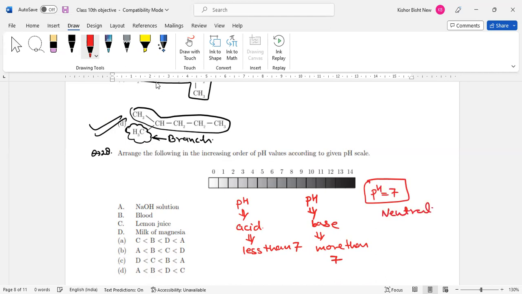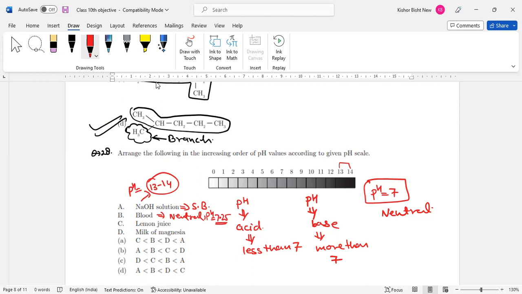Clear? Now come to this one. NaOH is a strong base, which means pH is very high. It means the pH is between 13 to 14. And the blood is neutral, or you can say slightly basic. The pH of the blood, if you remember, is 7.25. I'm writing. And the pH of NaOH is 13 to 14. Please remember the pH values.